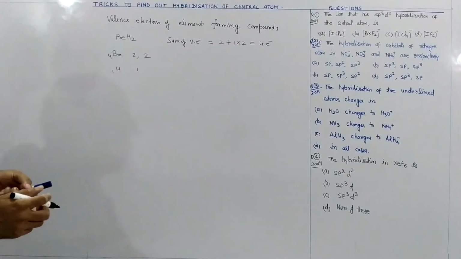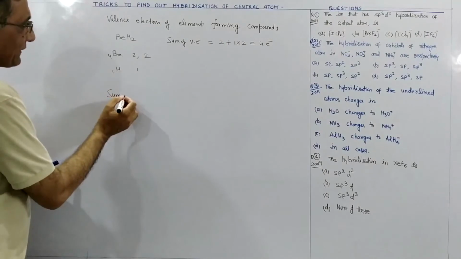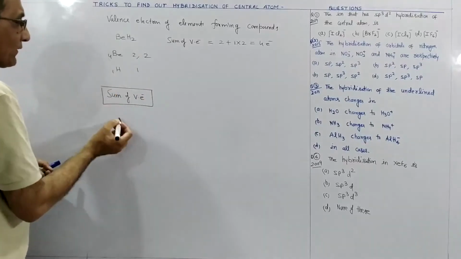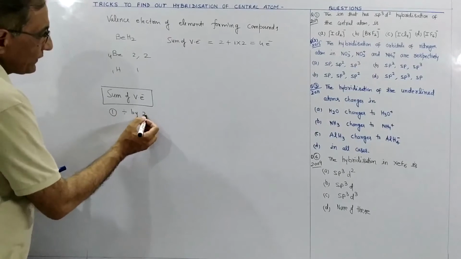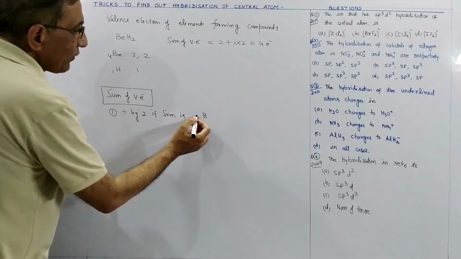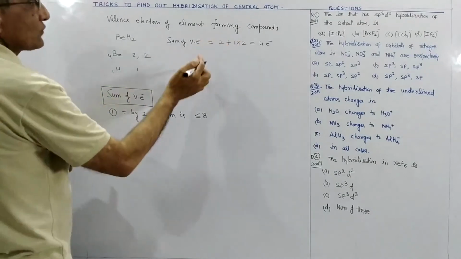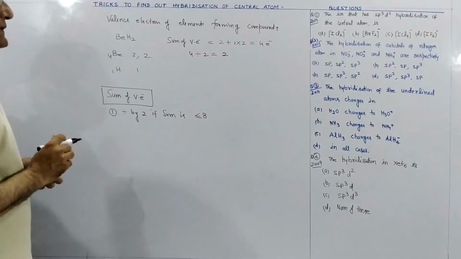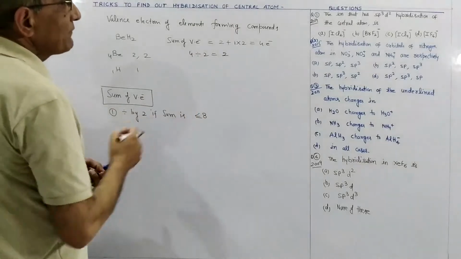Now what you have to do, students? This sum of valence electrons, you have to remember, I will write it. After getting this sum of valence electrons, number 1, divide it by 2 if the sum is 8 or less than 8. Here it is less than 8, so we will divide it by 2. We are getting the value 2. If this value comes out to be 2, it means hybridization will be sp.